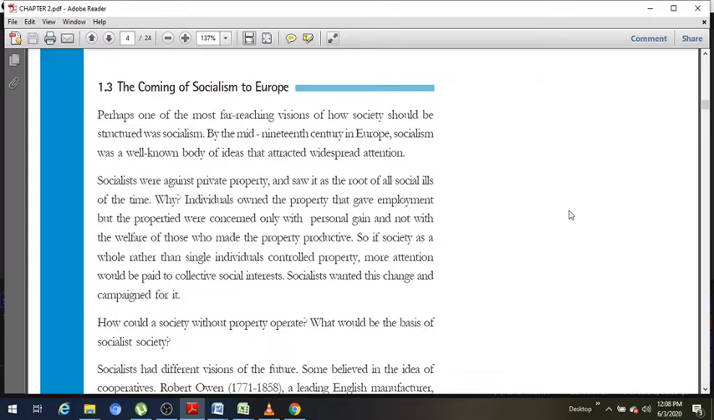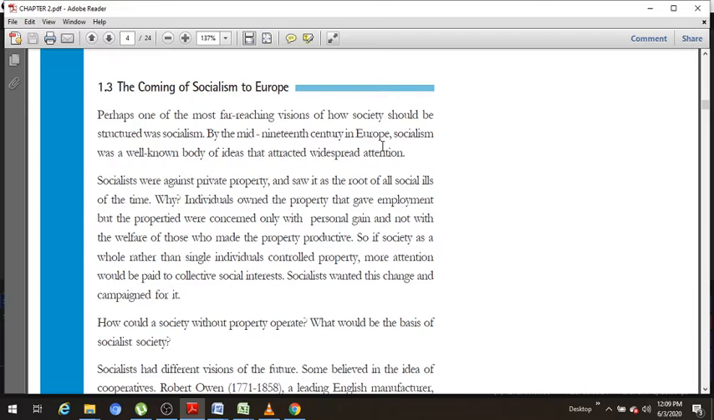So let us begin. Perhaps one of the most far-reaching visions of how society should be structured was socialism. By the mid-19th century in Europe, socialism was a well-known body of ideas that attracted widespread attention. The features of socialism were that there would be community ownership of property, and the means of production would be owned by the community as a whole. This was becoming very popular by the mid-19th century in Europe, and many people were attracted to these political ideas of socialism.